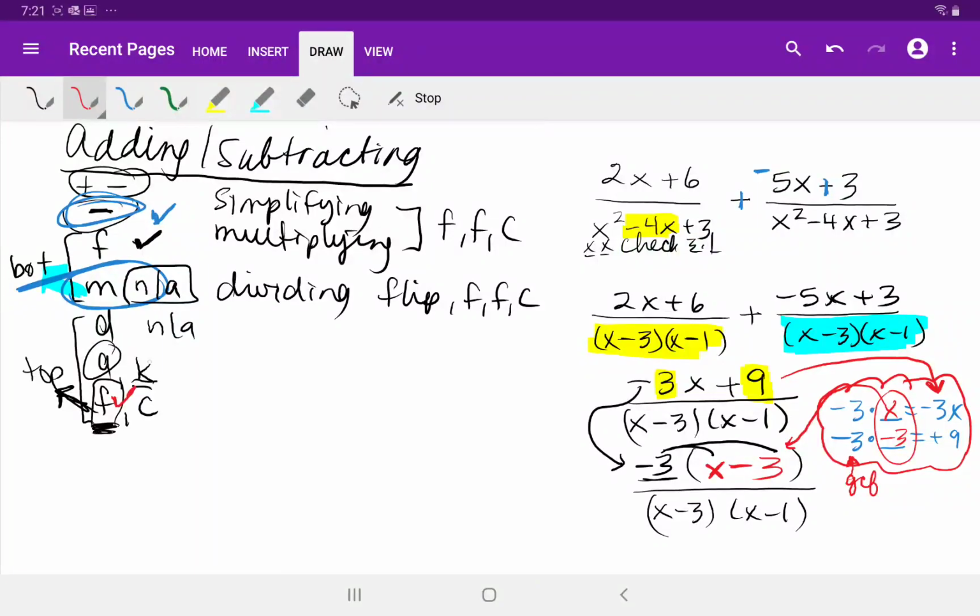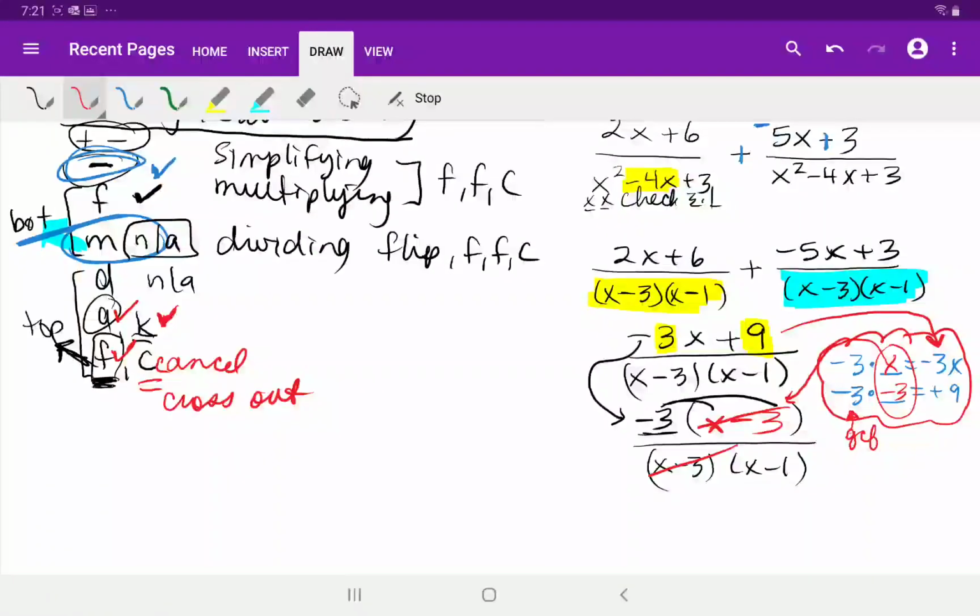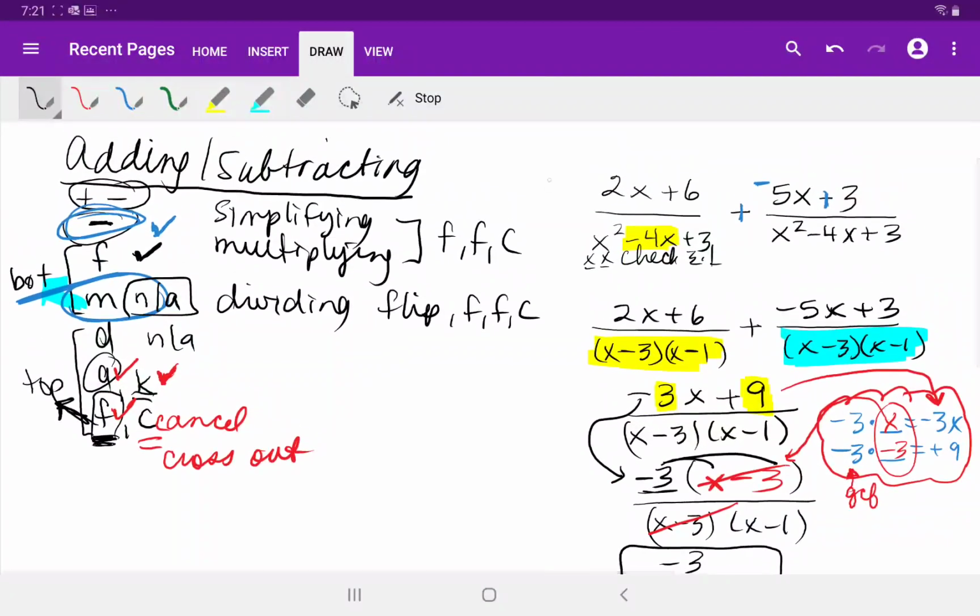Okay, so I did the F. I did the A. I did the keep. What's C stand for? Now, I said cancel. So for me, C means cancel. But somebody in 4th period said cross out. That was better. Cross out. So we're going to cross those out. So it's a very good description. Okay, so this is the final answer would be negative 3 and then x minus 1. Okay, so we'll call this example 1.